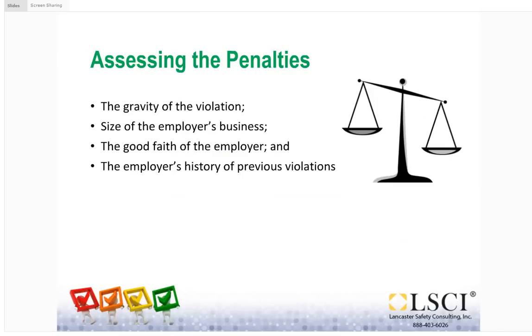So after classification as serious or other than serious and the gravity-based penalty have been determined for each violation, the penalty reduction factors shall be applied subject to the following limitations. Penalties proposed for violations classified as repeated shall be reduced only for size. Penalties proposed for violations classified as willful shall be reduced only for size and history. And then penalties proposed for serious violations classified as high severity or greater probability shall be reduced only for size and history.